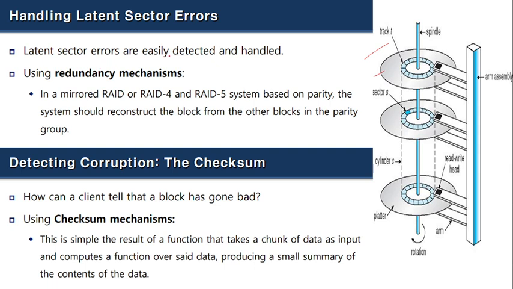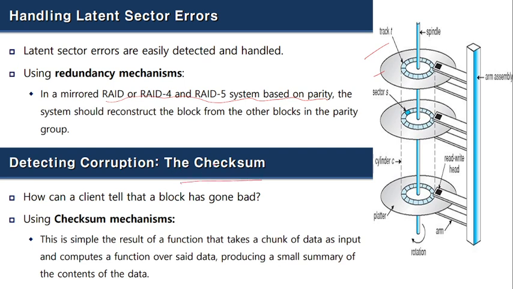Latent sector errors are easily detected and handled using the redundancy method. RAID 4 and RAID 5 systems are based on parity. The system should reconstruct the block from the other blocks in the parity group. Then, detecting corruption, that is the checksum.